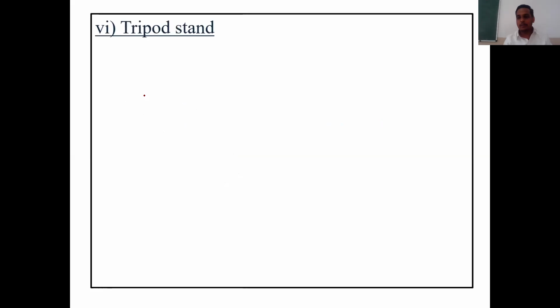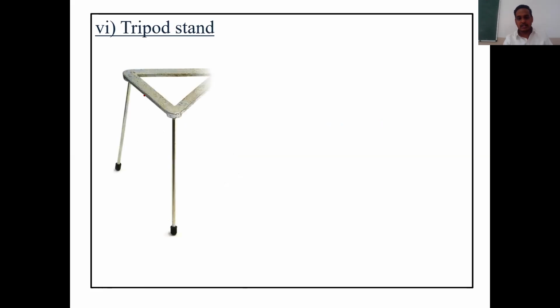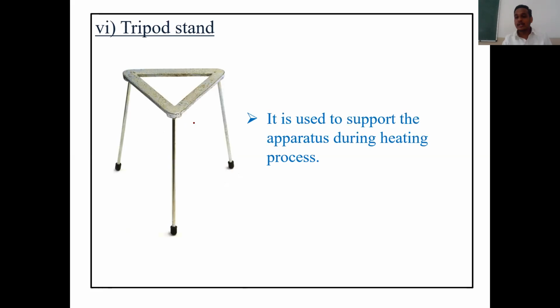And the next one is tripod stand. And the image goes like this. For tripod stand, you can see it in the picture. Tripod stand, actually it is used to support the apparatus during heating process. For heating process, we need fire, wherein we are going to use Bunsen burner as the source of fire. So whenever you are heating, you cannot keep the apparatus on that particular burner. So we are using the tripod stand, which provides the support for the apparatus during heating, whatever it may be.